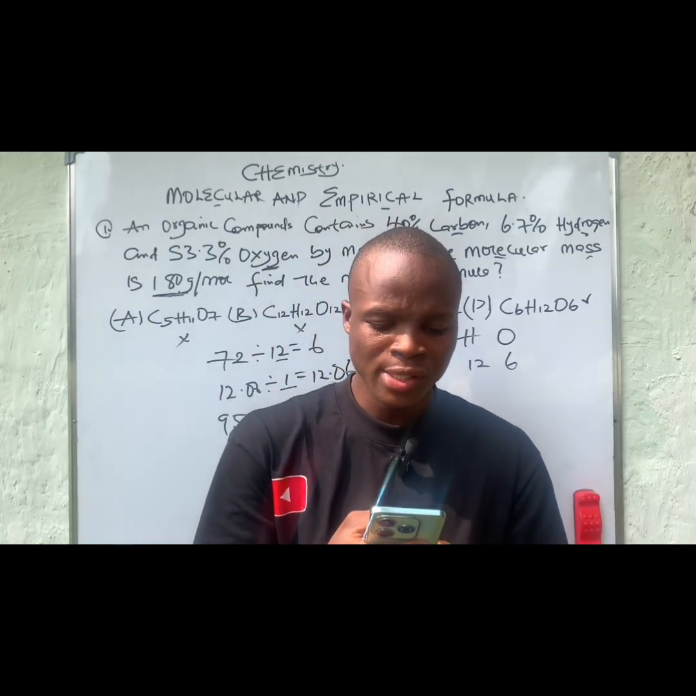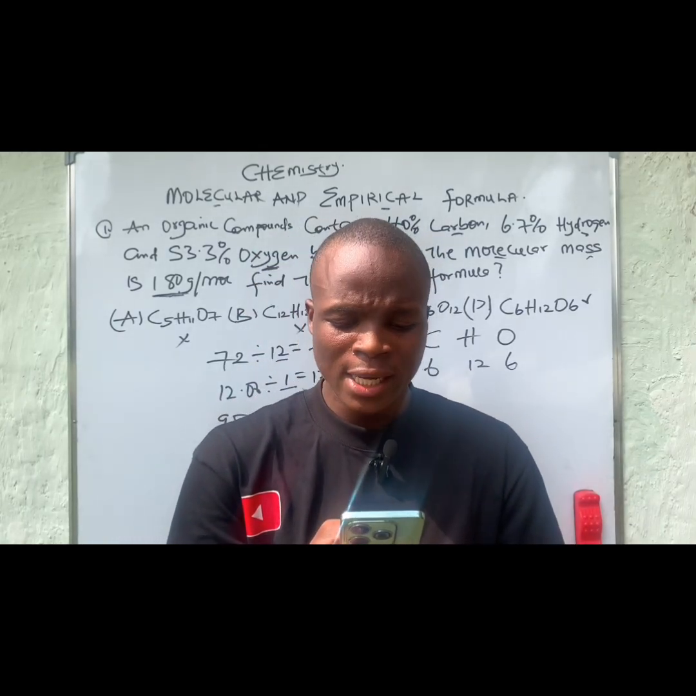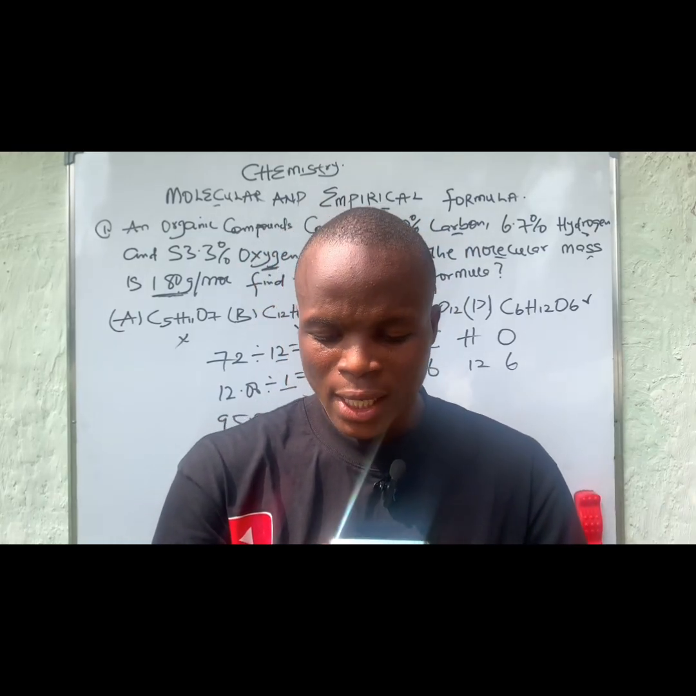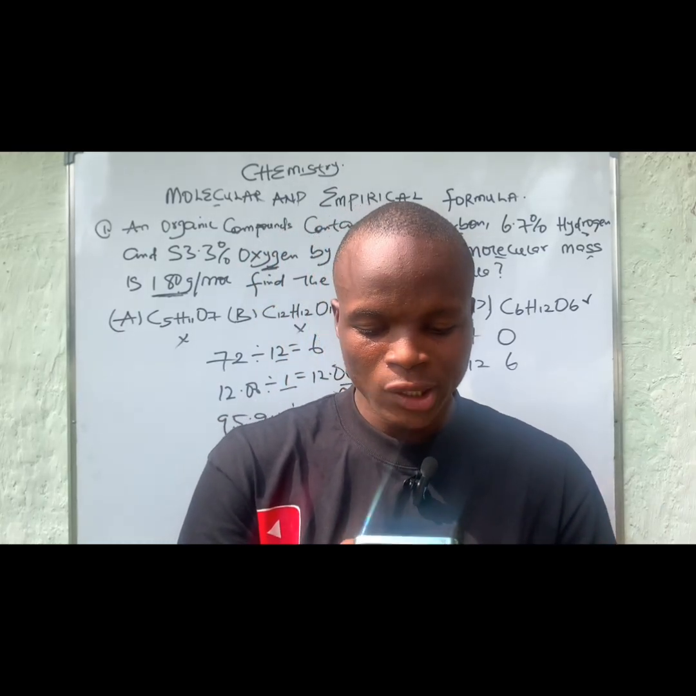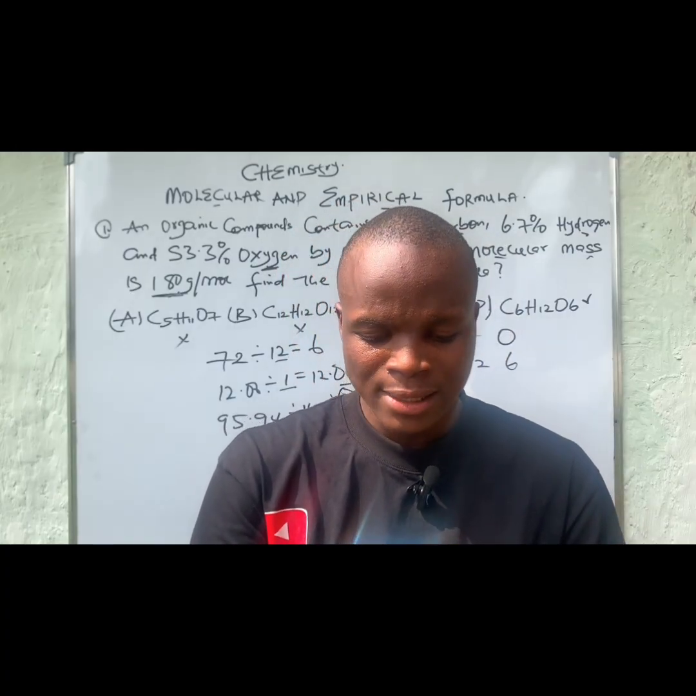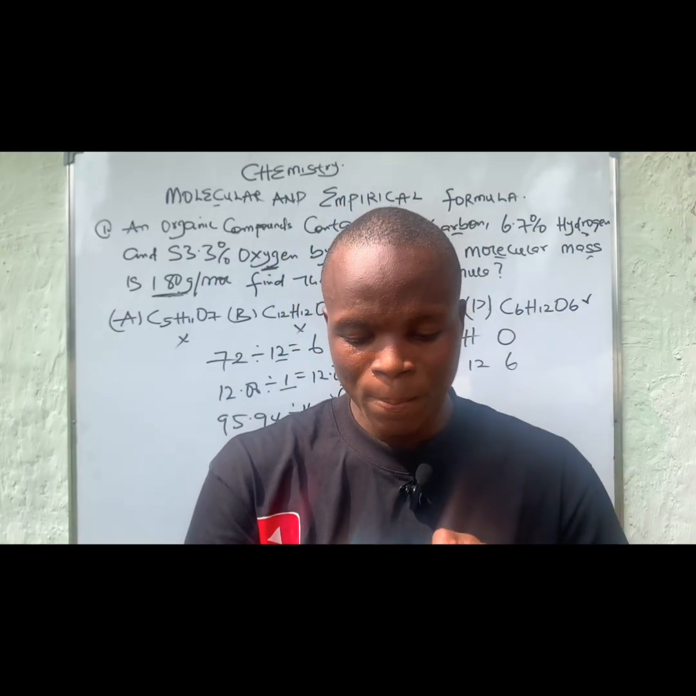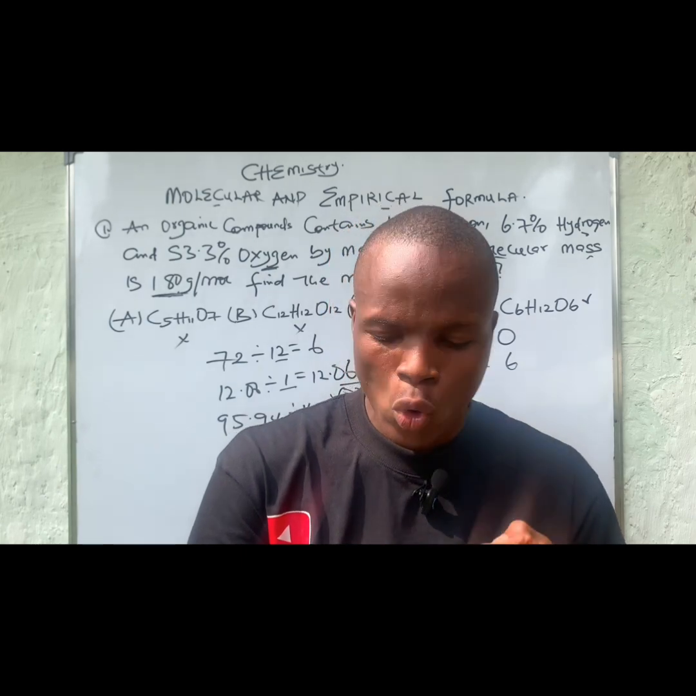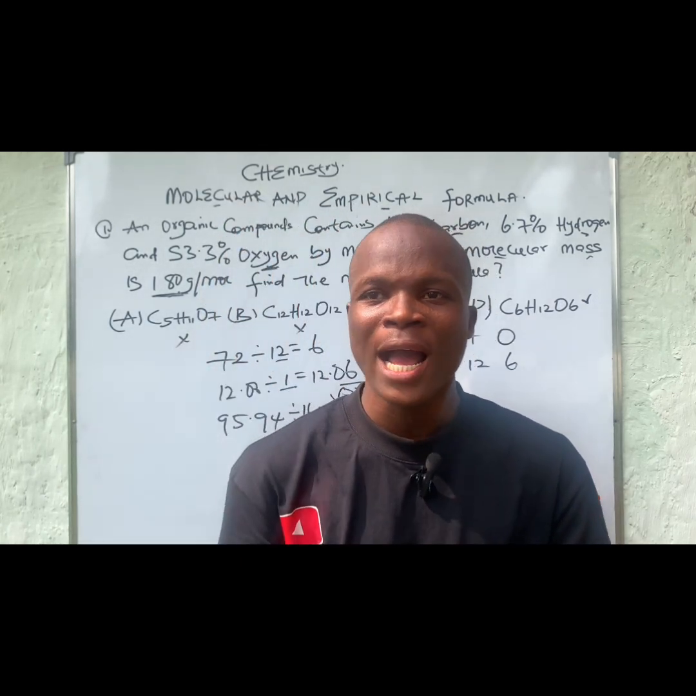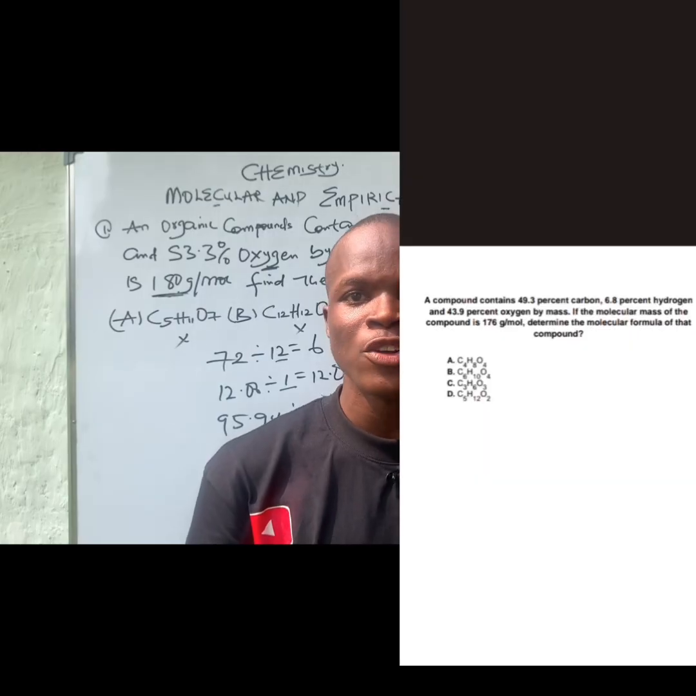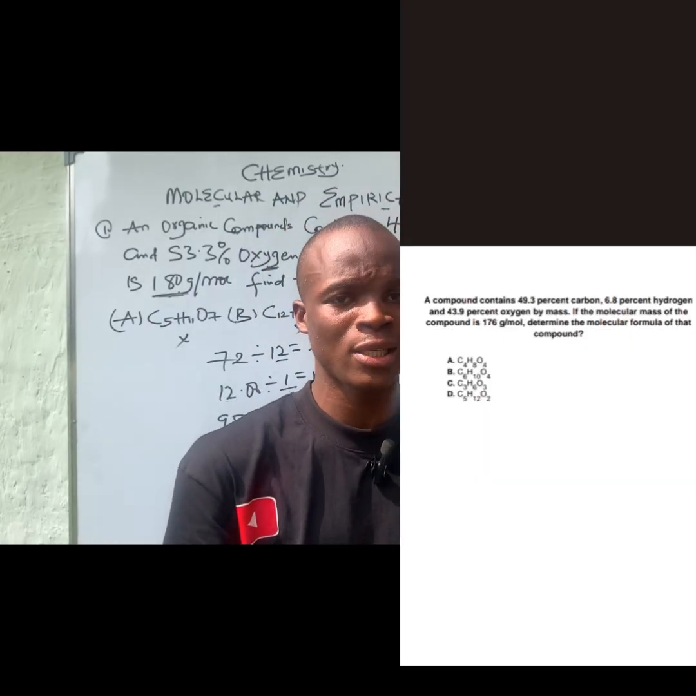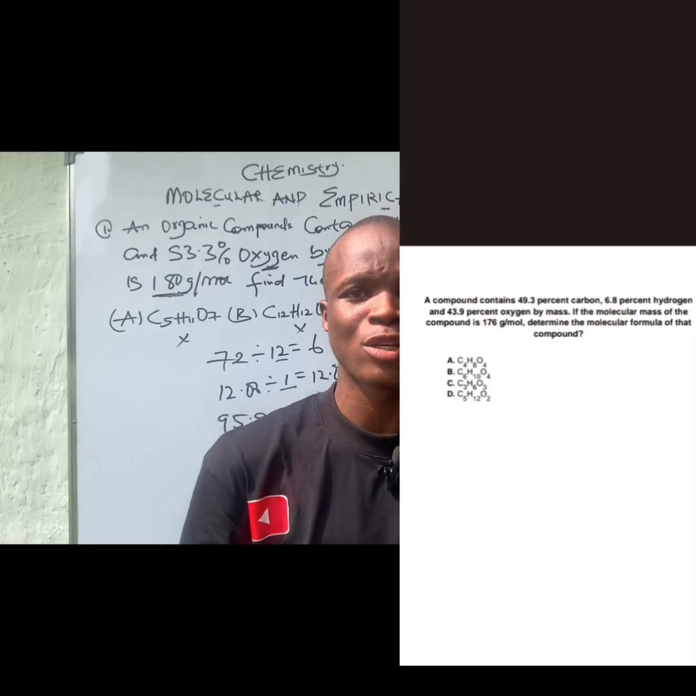Now, the question says, a compound contains 49.3% carbon, 6.8% hydrogen, and 43.9% oxygen by mass. If the molecular mass of the compound is 176 grams per mole, determine the molecular formula of that compound. I'm going to paste it somewhere here so that even if you don't get what I just said now, you can simply get the numbers and use them to solve it.